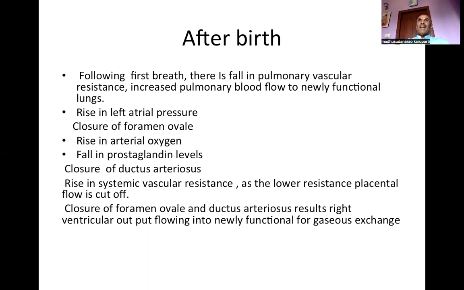The direction of flow in the ductus arteriosus from right to left is prevented, and there is functional closure of the ductus arteriosus because of the increase in oxygen saturation and fall in the prostaglandin levels.